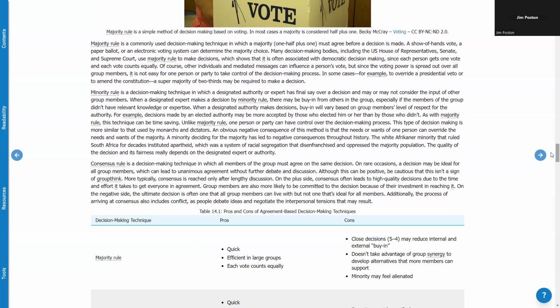Of course, other individuals and mediated messages can influence a person's vote, but since the voting power is spread out over all the group members, it is not easy for one person or party to take control of the decision-making process. In some cases, for example, to override a presidential veto or amend the Constitution, a supermajority of two-thirds may be required to make a decision.